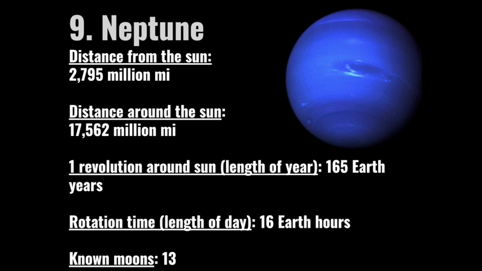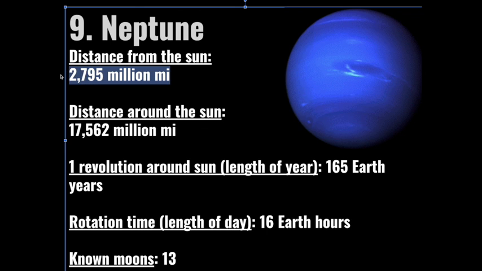Neptune is another gas giant. One revolution around the sun takes 165 Earth years. So now look at these millions of miles out here. Also, look at the rotation time, about 16 Earth hours to rotate one time. Remember, that means a spin, one spin.